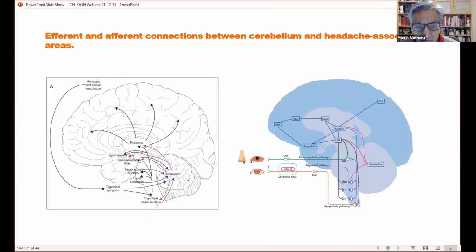This just illustrates the point that I was making earlier on, that there are numerous connections between the cerebellum and the pain neuromatrix. Perhaps the cerebellum is one of the structures that we need to look at in the management of headache disorders generally.